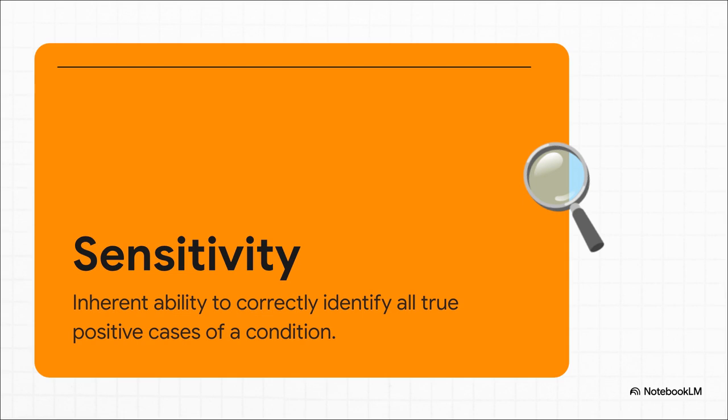Notice that word, inherent. Sensitivity is simply a metric of how well the test catches a condition when it's actually there. Say 100 people truly have a disease, and the test successfully flags 95 of them. Boom. That test has a 95% sensitivity. It's hyper-focused on snagging those true positives and making sure cases don't slip through the cracks.